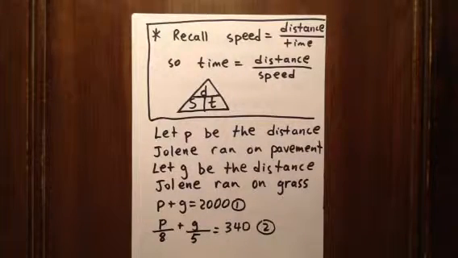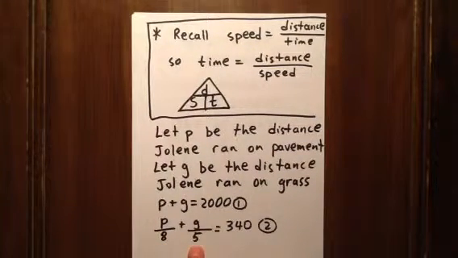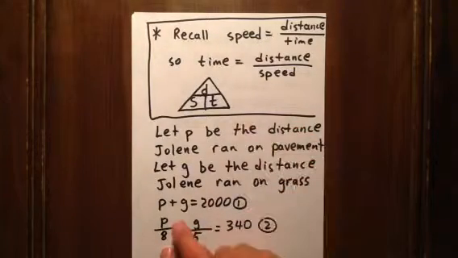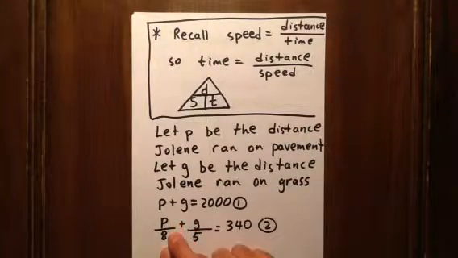For the second one, we know how much the total time was. So we're going to say the total time spent on pavement plus the total time spent on grass was 340 seconds. We'll get to the 340 in a minute. But first of all, we have to remember that distance over speed is time. So the distance traveled on pavement is P, the speed traveled on pavement is 8, and since time is distance over speed, the time spent on the pavement is P over 8.